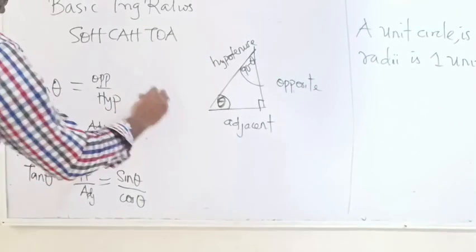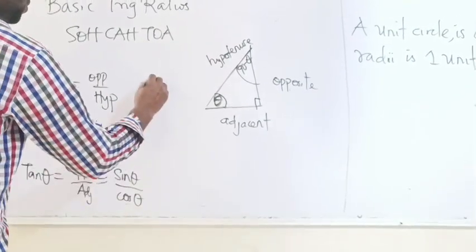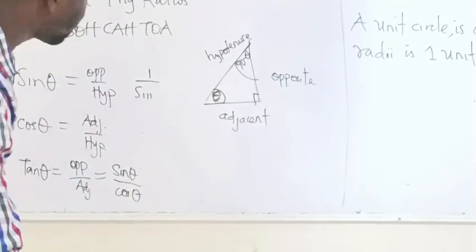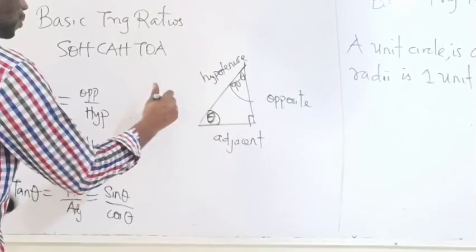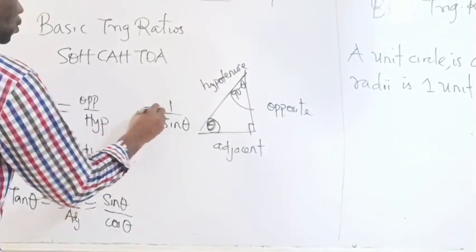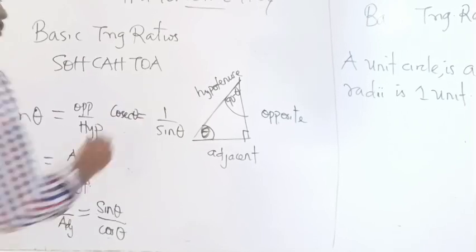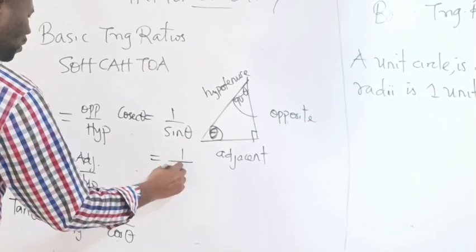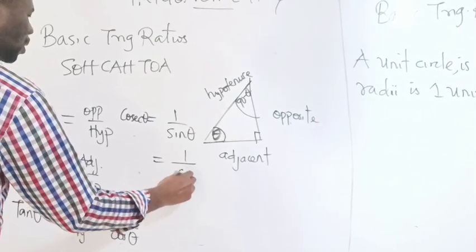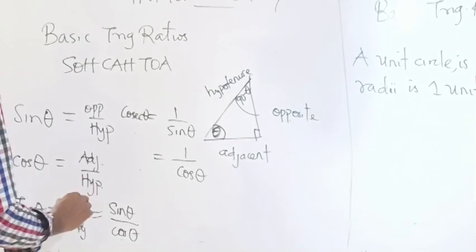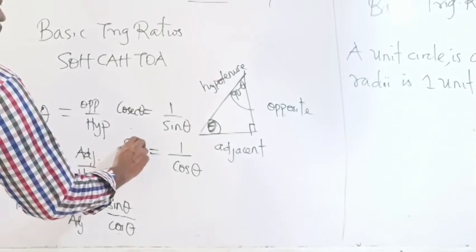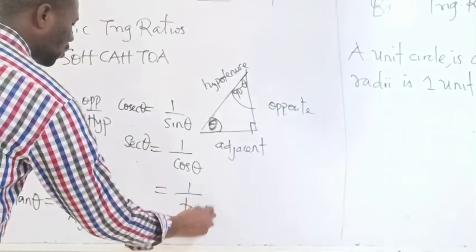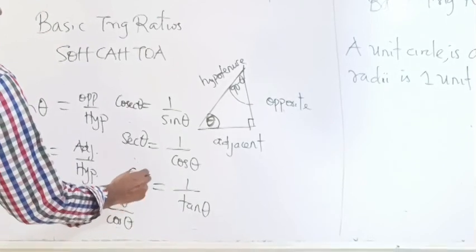Now you could take the inverse. The inverse of the sine of this acute angle, we call cosec theta, that's cosecant in full. When you take the inverse of the cosine of this angle, you get sec theta, that's secant in full. When you take the inverse of the tangent of this angle, it turns out to be cotangent, cot abbreviated.